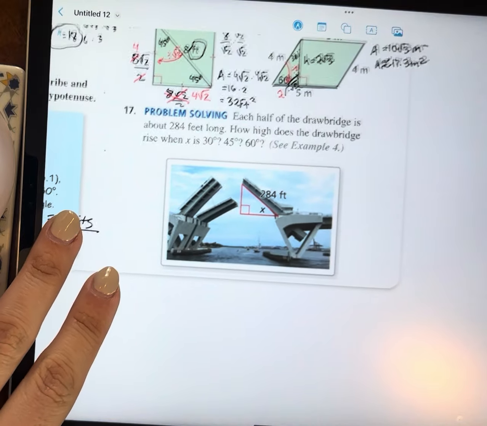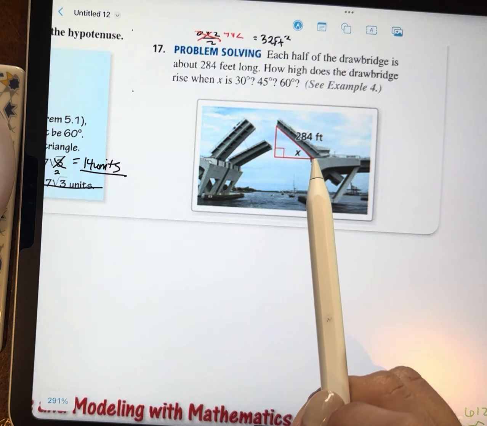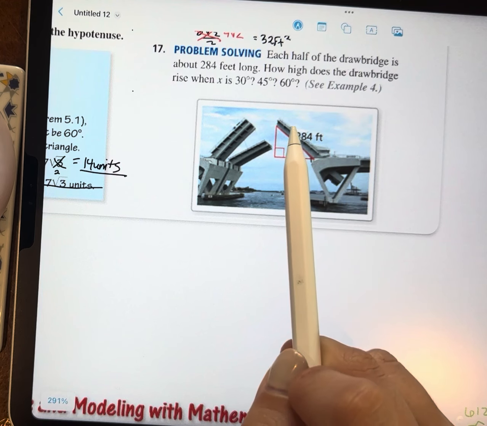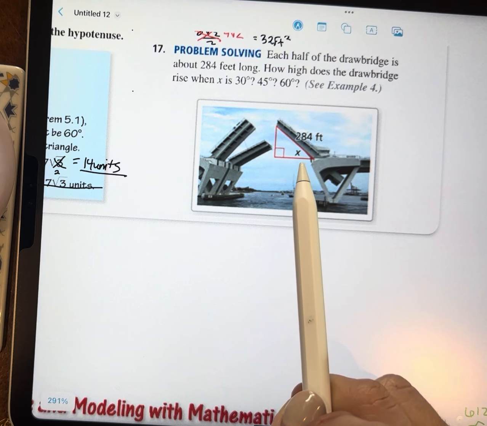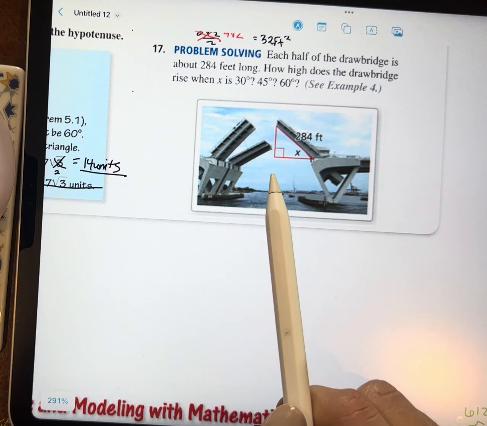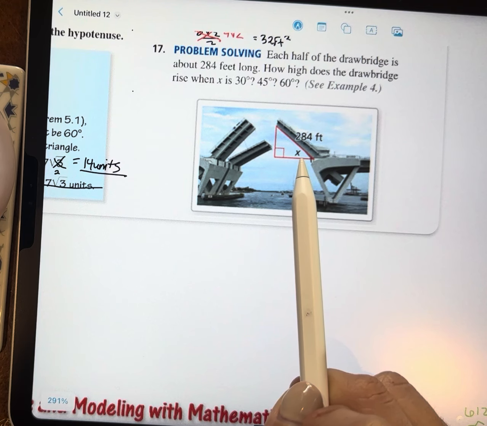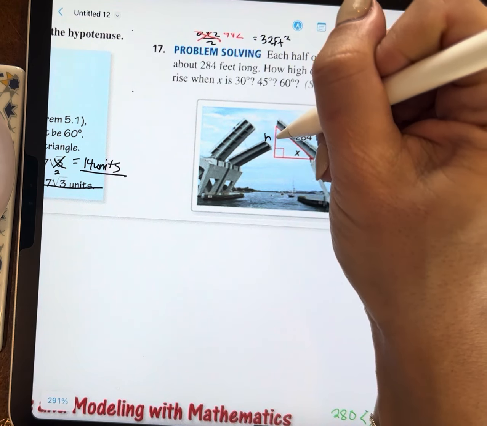Okay, let's take a look at number 17. I really like this problem. We've got a drawbridge. It is 284 feet long. And how high does it rise when x is 30 degrees? How high does it rise when it's 45? And how high does it rise when it's 60? So this height is what we are searching for.